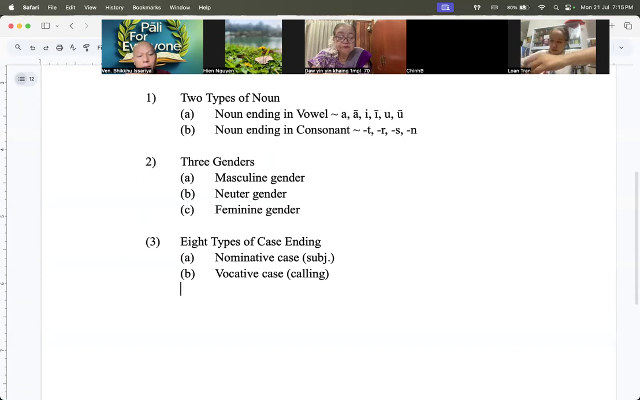And that one is accusative case. So that one is also commonly we use the object. And then next one is instrumental case.